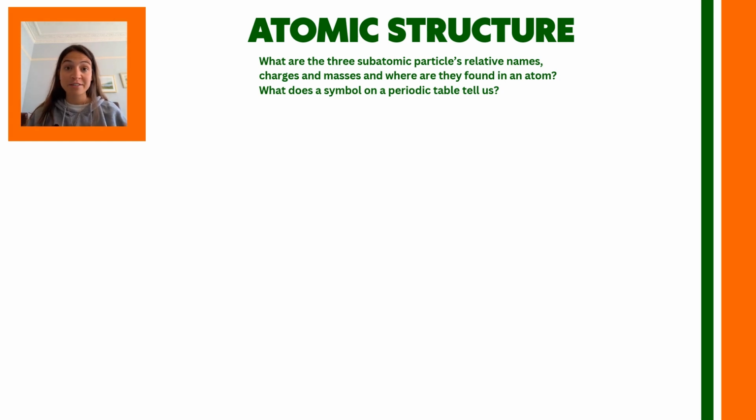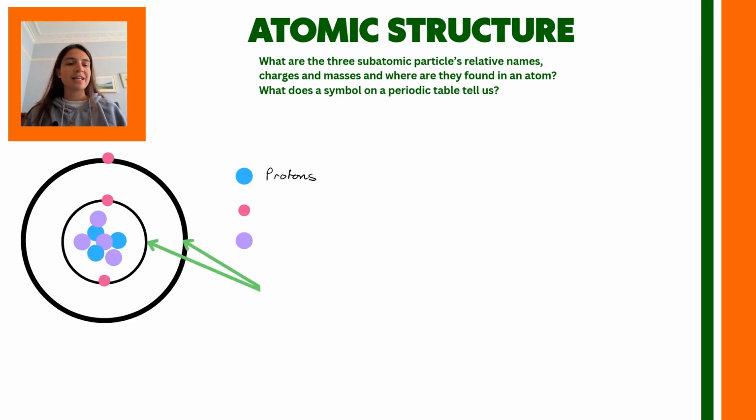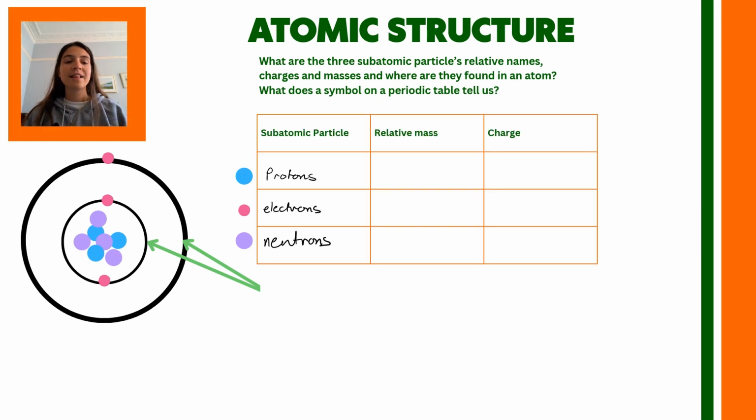Okay, so our first question here is, what are the three atomic particles' relative masses, charges, where are they found in an atom, and what does a symbol on a periodic table tell us? So first, let's draw an atom with the structure. We've got our protons as those blue dots, electrons as the pink ones, neutrons as those purple ones there, and then those green arrows are for my shells where my electrons live.